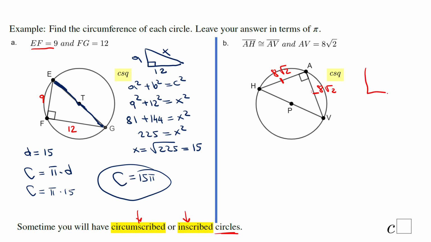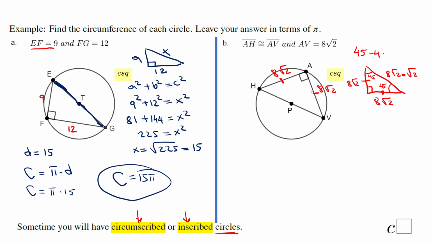You can use Pythagorean theorem and check me. But this is a very special triangle, an isosceles right triangle. This is going to be 45. This is going to be 45. And since the legs, in fact both of them because they are congruent, are 8 square root of 2, this is going to be 8 square root of 2 times square root of 2. So I use a special right triangle, 45, 45, 90.